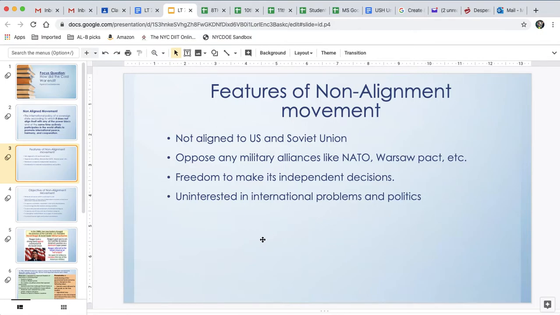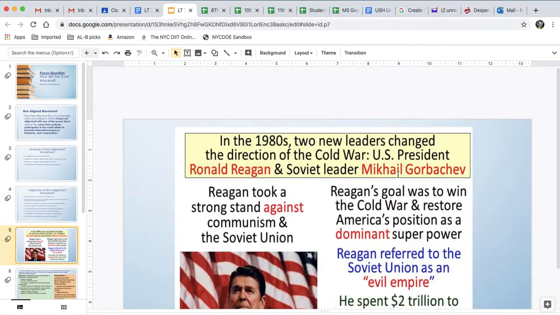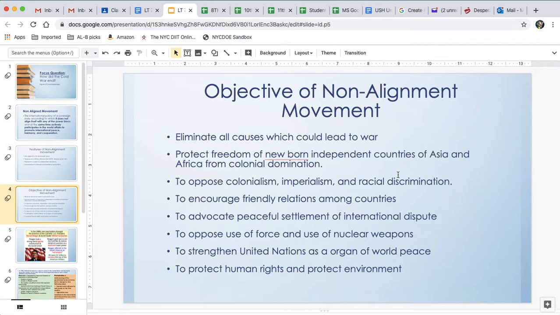This is kind of like what the founding fathers of our country wanted to do in the beginning, to stay away from foreign affairs and foreign problems. These non-alignment movement sovereign states are disinterested in those types of problems. They're keeping to themselves. All right. So the objective of these non-alignment movements is to eliminate all causes which lead to war. They want to have peace. That's their biggest thing.